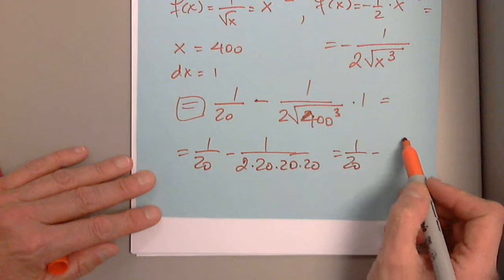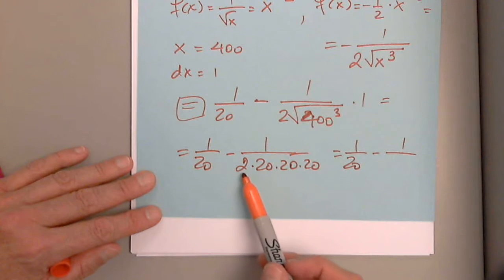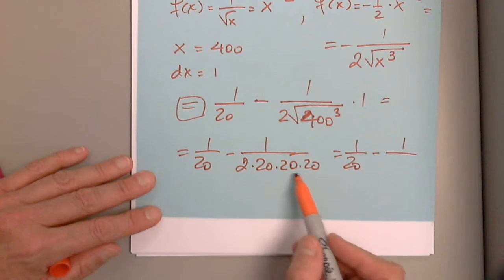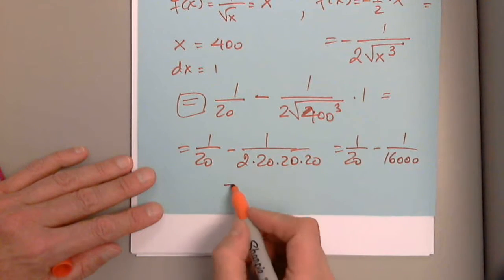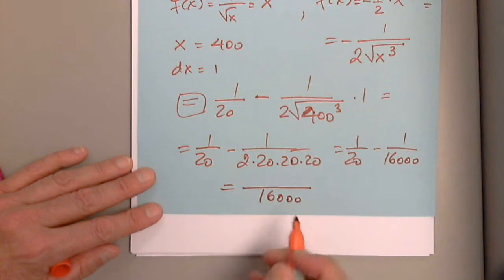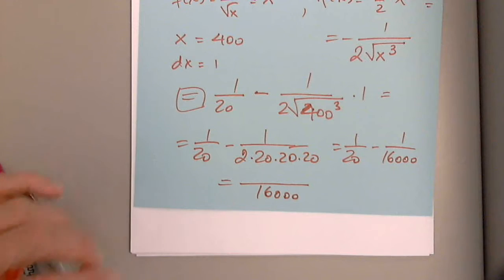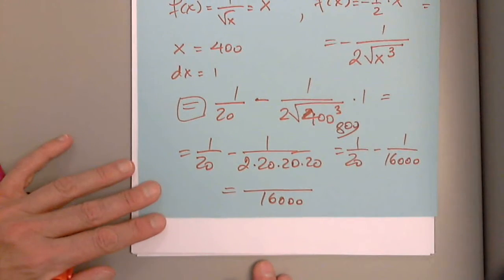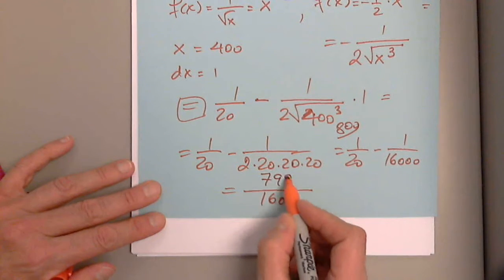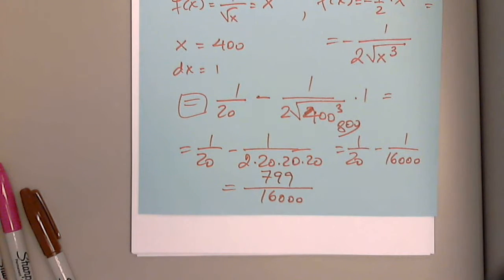So 1 over 20 minus 1 over, this is 16 with 3 zeros. So the least common denominator is 16,000. And I have, what, 800 here? Minus 1, 799. Again, you can approximate to check. I don't really care if you do or not. But you should, because you want to make sure that it's the same thing.